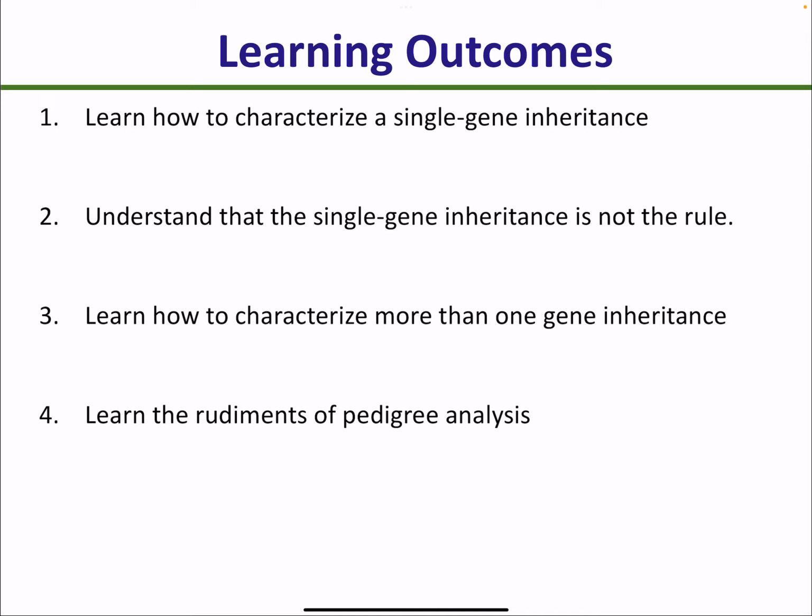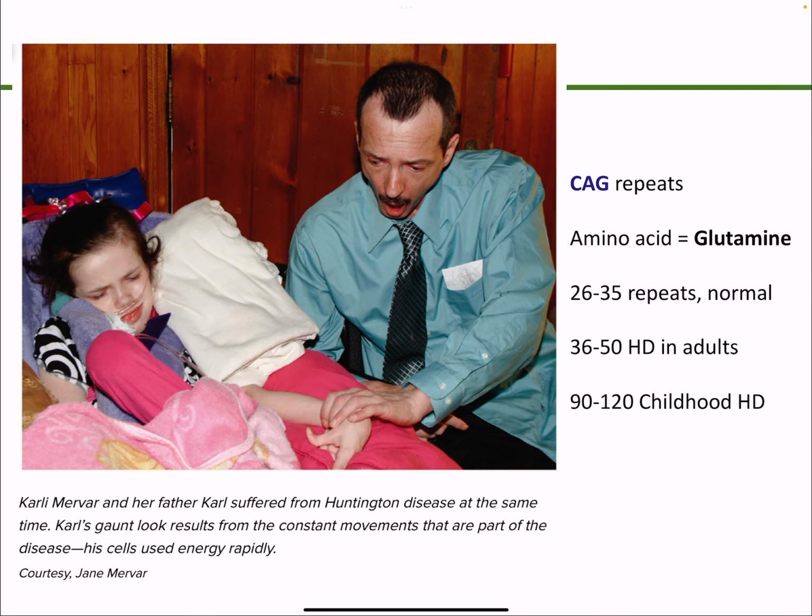Now, let's first of all make a stop on a disease called Huntington disease. The Huntington disease is a disease caused by a dominant allele. Here on the picture, you have a dad and his daughter. The daughter, at this point in time when the picture was taken, was 6 years old.